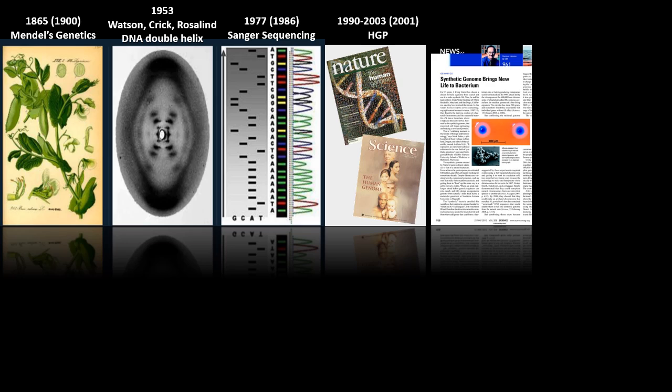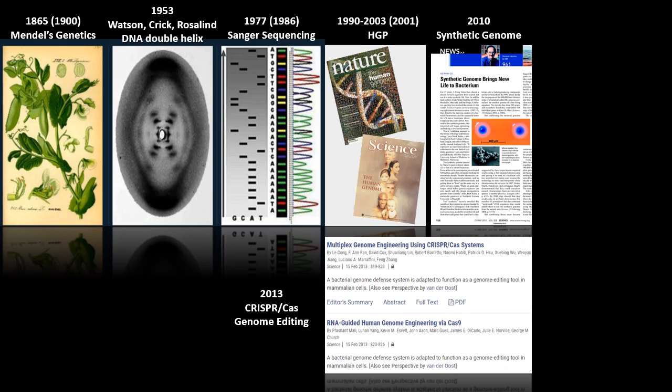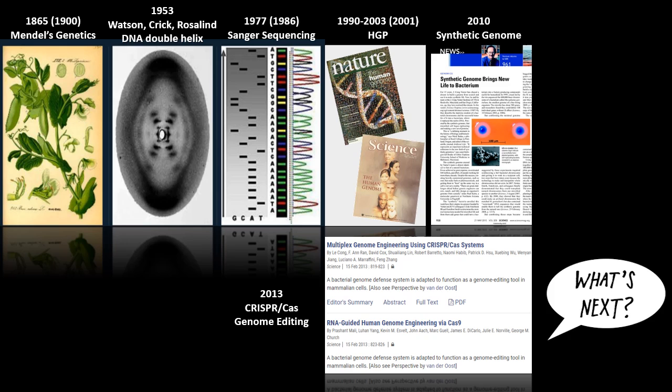Then we have the first synthetic Mycoplasma bacterial genome by J. Craig Venter in 2010. What's after 2010? Can you guess? Yes, some of you get it right. The CRISPR-Cas genome editing in 2013, which allowed precision genetic engineering. So what's next? You might become one of the inventors for the upcoming breakthrough.